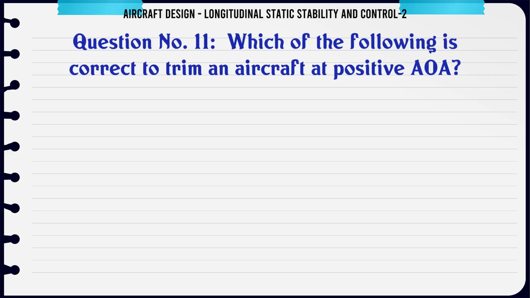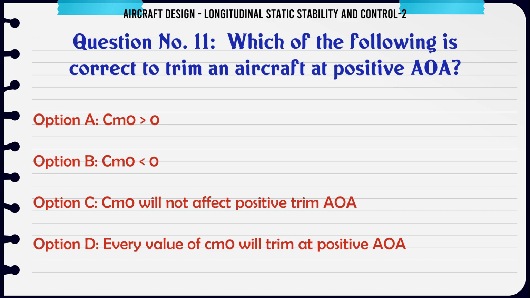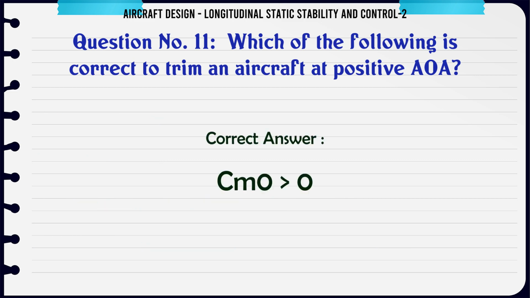Which of the following is correct to trim an aircraft at positive AOA? A: Cm0 < 0, B: Cm0 > 0, C: Cm0 will not affect positive trim AOA, D: every value of Cm0 will trim at positive AOA. The correct answer is Cm0 > 0.